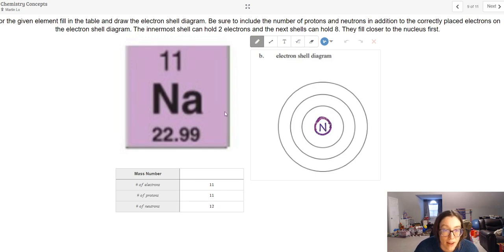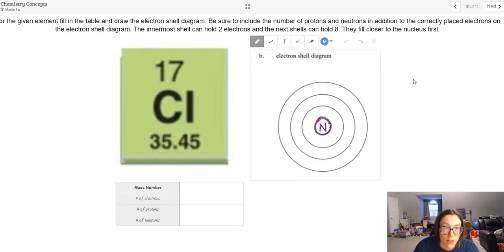And then we're going to add our electrons. Remember, we had 2 electrons first: 1, 2. That's going to be the innermost shell. Then we can have 8 on the next one: 1, 2, 3, 4, 5, 6, 7, 8. That's 10 total, and then we have to have 1 more on the outside. Oh my gosh, that's really ugly. Here we go, that's our 11th electron. So that's kind of what it should look like. The innermost shells fill first.